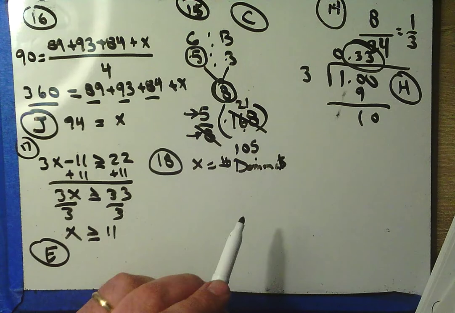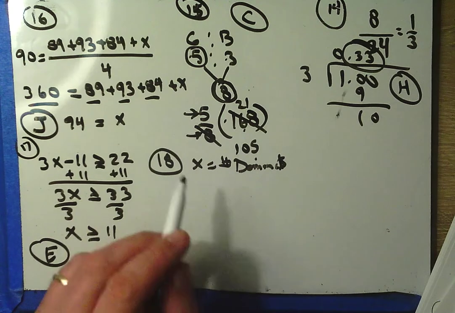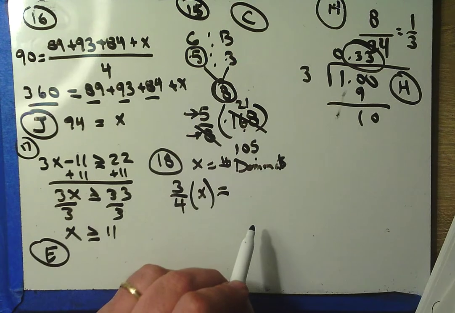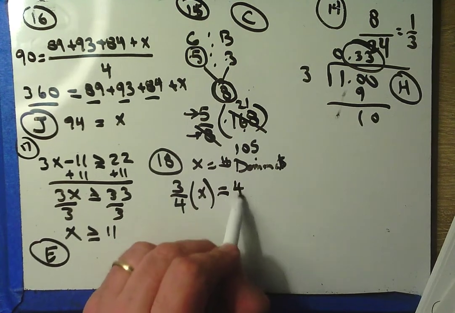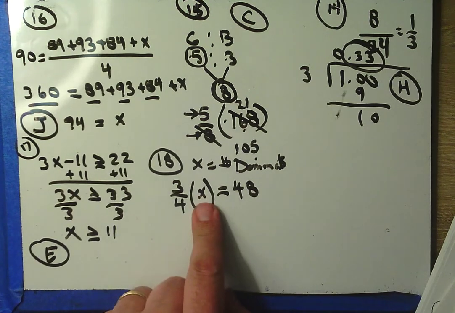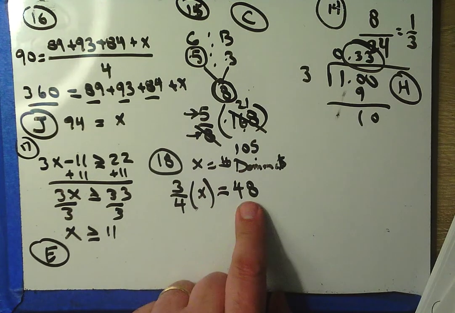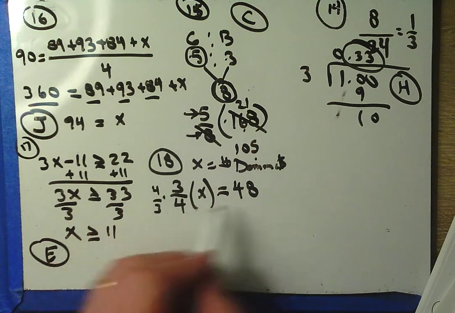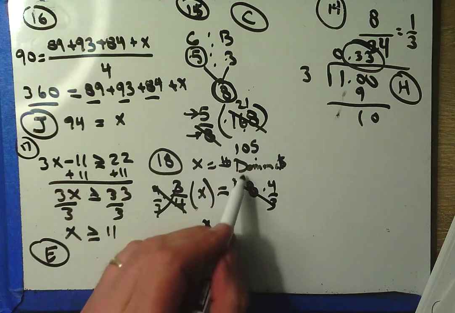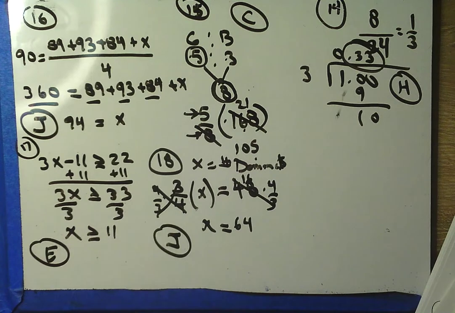We know that the probability that he picks a domino with an even number is 3/4. 3/4 of the total number will be even. But we're also told that 48 of those dominoes have an even number of dots. So 3/4 of the total number of dominoes is the number of evens, and the number of evens is 48. So if I multiply both sides by 4/3, I get that x equals 64. There are a total of 64 dominoes, and that's choice J.